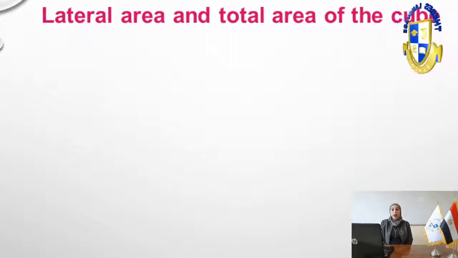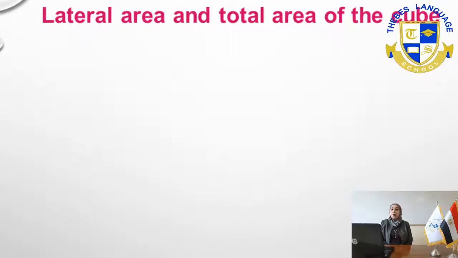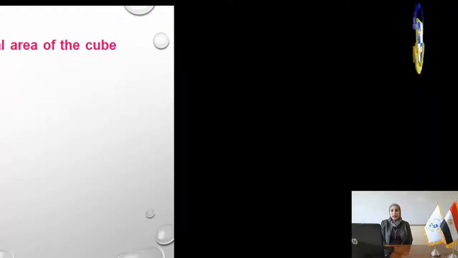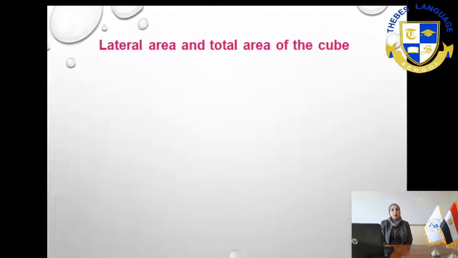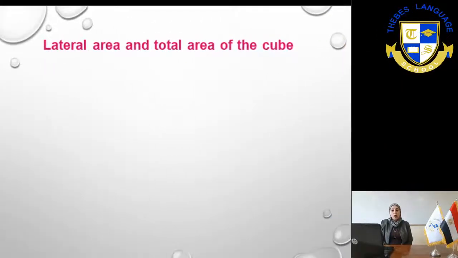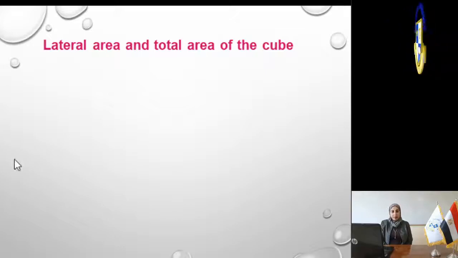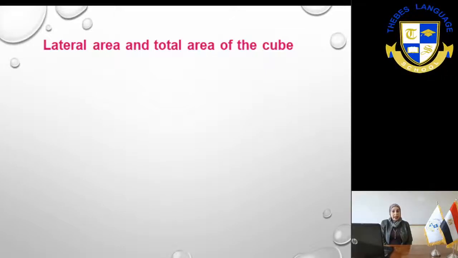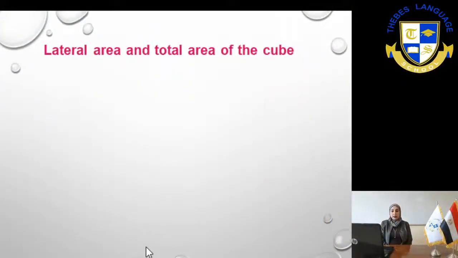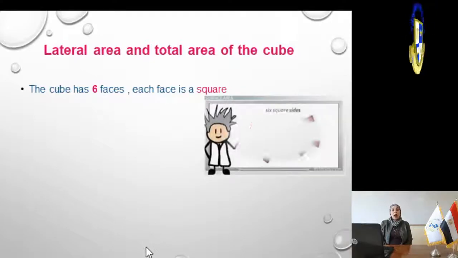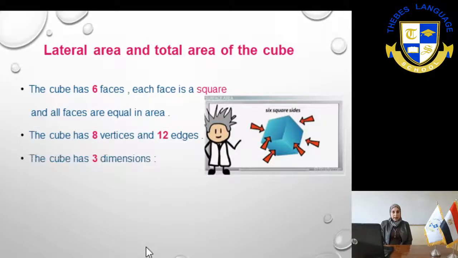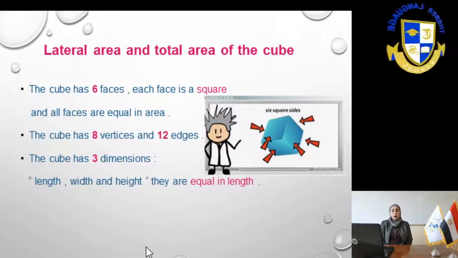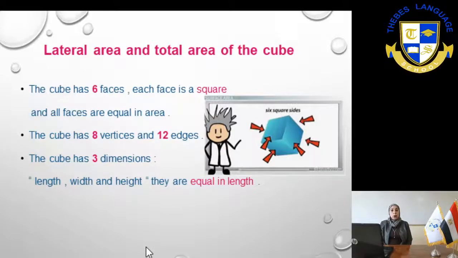Before calculating the lateral area and the total area for a cube, we have to remember something. At the beginning, the cube has how many faces? It has 6 faces. Each face is in the shape of a square, so all faces are equal in area. The cube has 8 vertices and 12 edges and has 3 dimensions, which are length, width, and height. And of course, all of them are equal in length, so we could say that they are all edges or all sides.